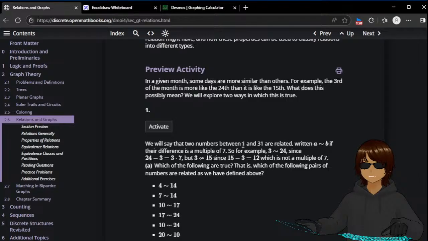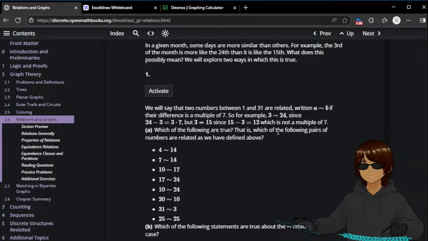We say that two numbers between 1 and 31 are related, written A related B, if their difference is a multiple of 7. Oh, so they're defining a relation that the two numbers are related if their difference is a multiple of 7. So, for example, 3 is related to 24 since 24 minus 3 is a multiple of 7. But 3 is not related to 15.